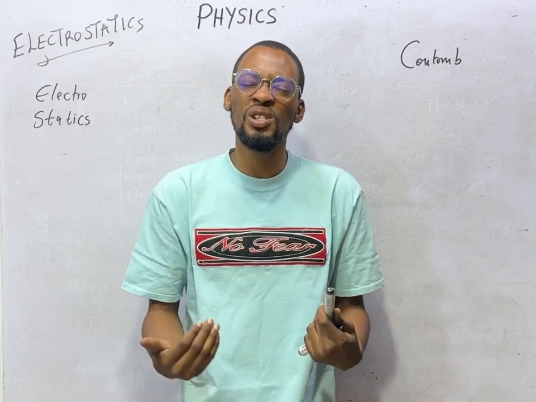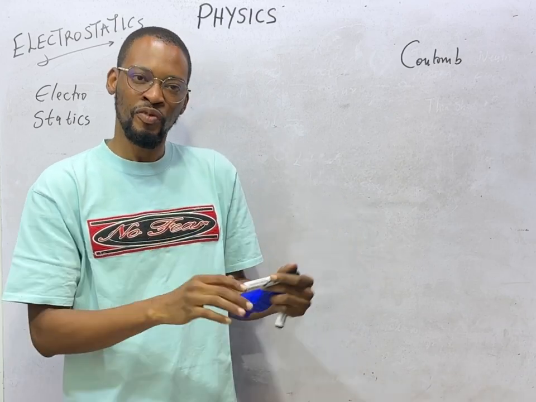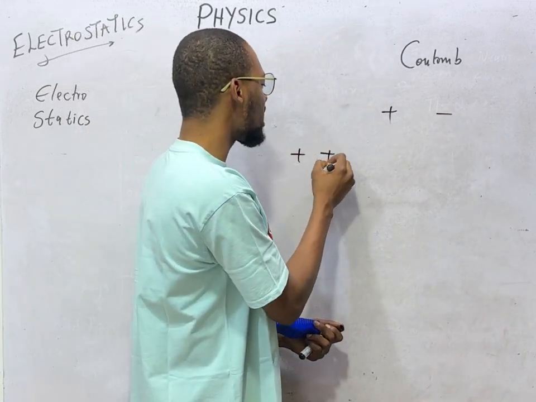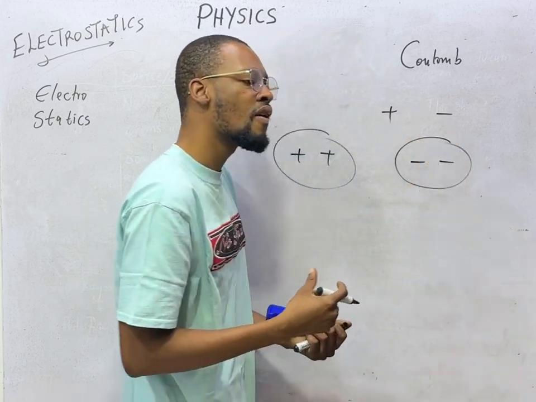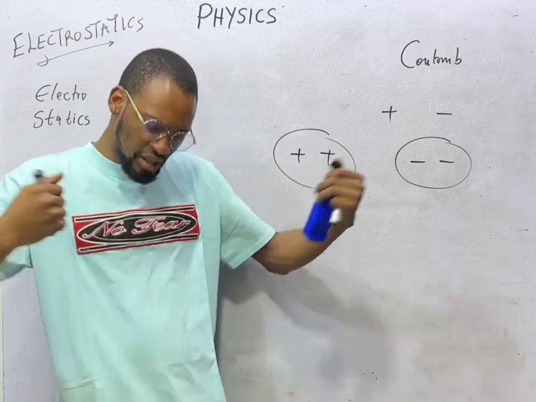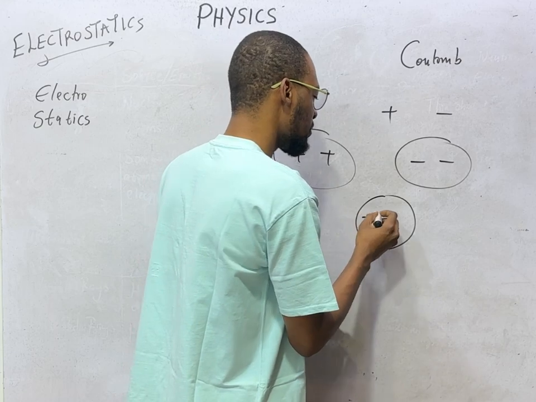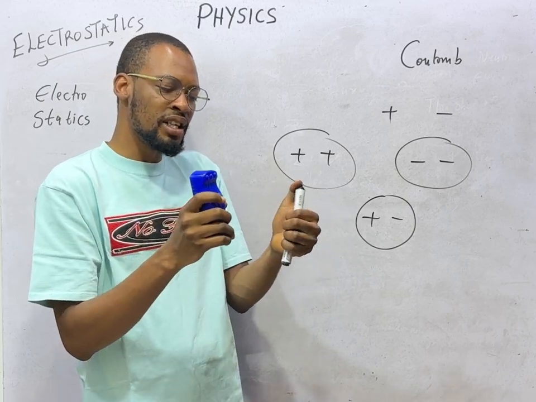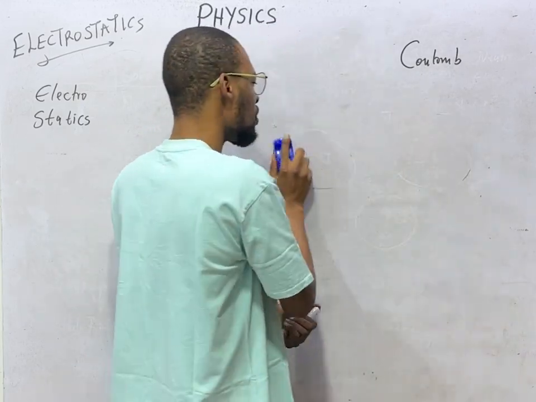Coulomb's first law of electrostatics states that like charges repel while unlike charges attract. We said that we have positive and negative charges. Now, if you bring two positive charges together, plus plus, they will repel. If you bring two negative charges together, they will repel. It means as you draw them closer, they will try to shift. Now, what happens when you bring opposite charges, like plus and minus? These are unlike charges, so they will attract. If this is plus and this is minus, as you bring them together, they will try to join because they are opposite charges. That is the first law of Coulomb.